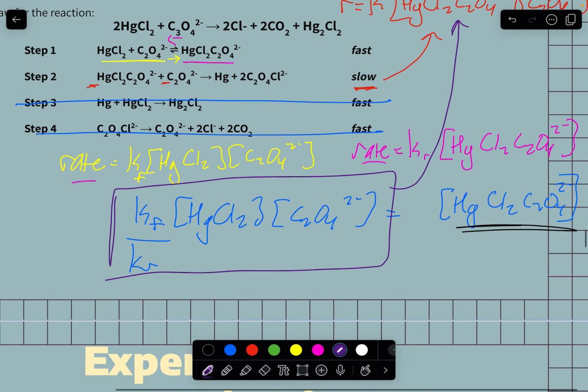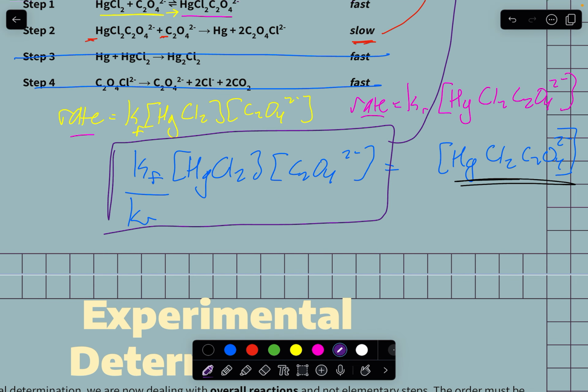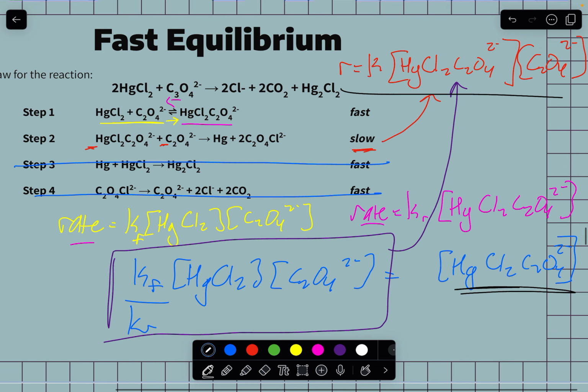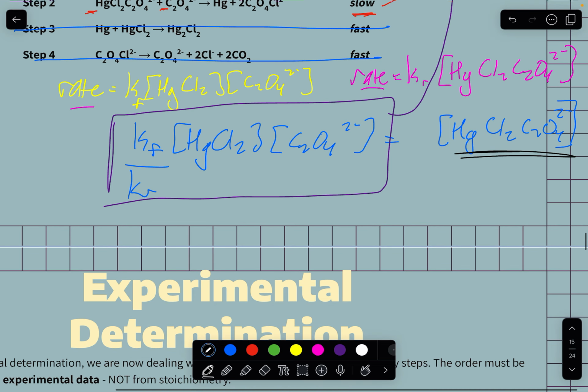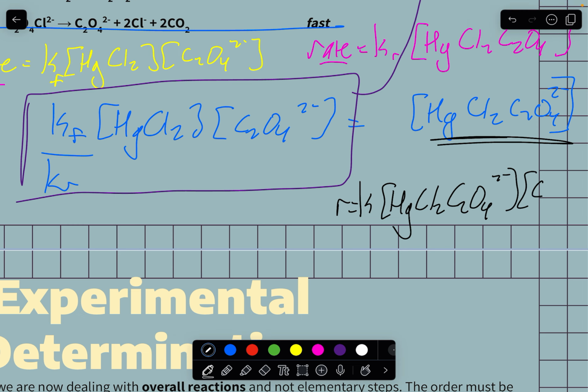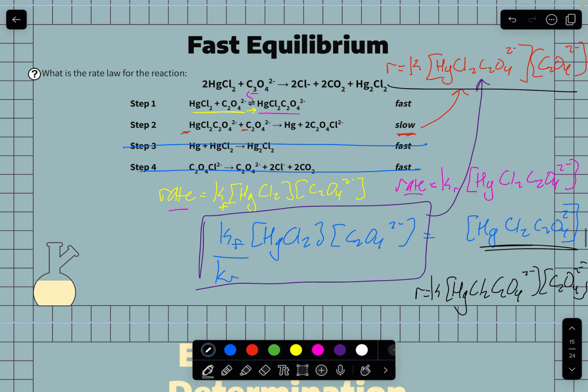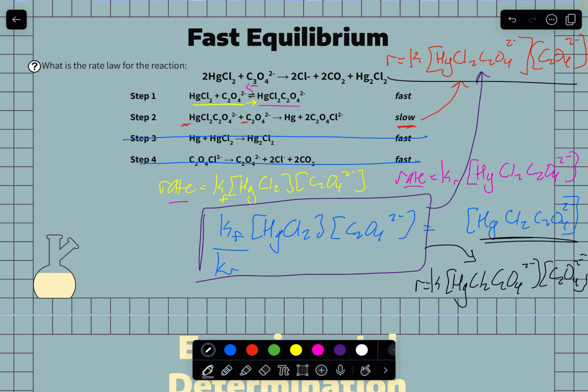Let me go down a little bit. So our rate law was R equals K HgCl2C2O4 2 minus times the C2O4 2 minus. That was our rate law from the slow step. Then we're going to plug this into here.